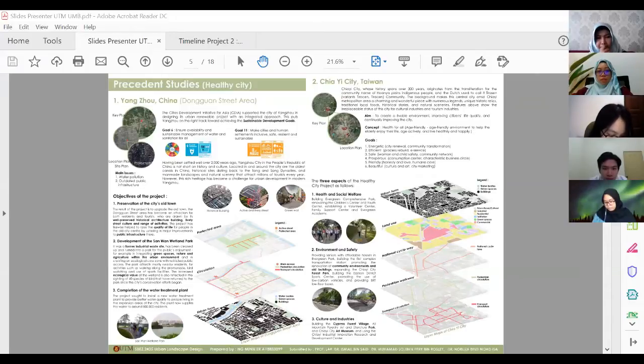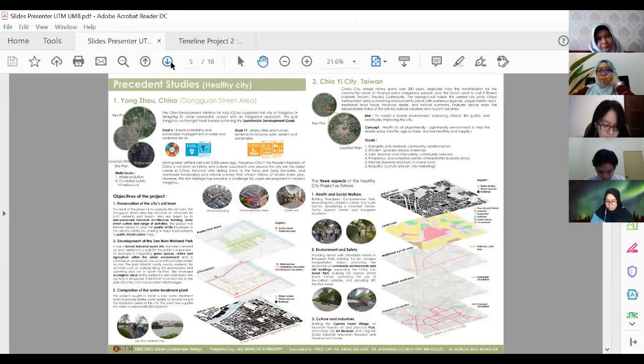There are actually three aspects that they focus on in the project. The first is health and social welfare, where they will create parks and green spaces near the residential area to attract residents and make them active. The second is environment and safety, by providing proper pedestrian lanes and cycle lanes to create a safer environment for them.